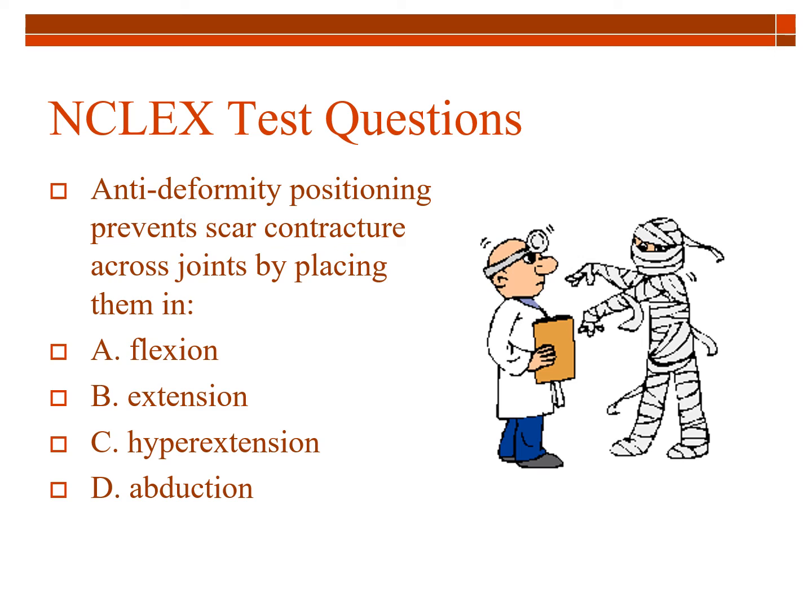Anti-deformity positioning prevents scar contracture across joints by placing them in flexion, extension, hyperextension, or abduction. The correct answer here is A, flexion, but again, it's not a severe flexion. It's more as if the patient had their hand wrapped around a can of Coke. So there is a slight flexion to the positioning that is going to be best for improving function as the scarring occurs.